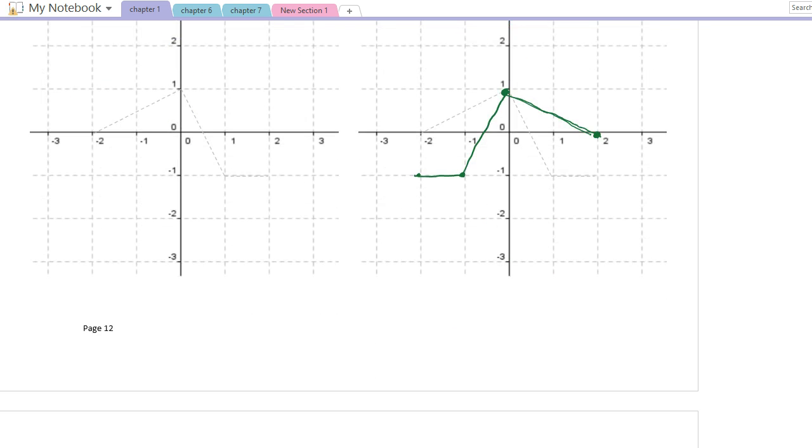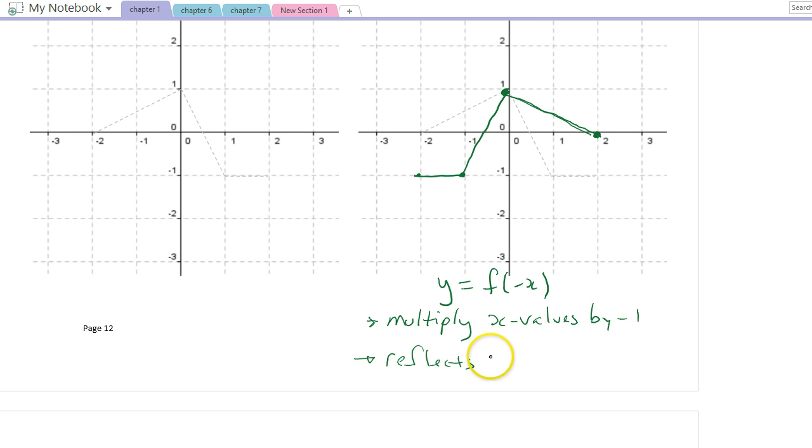Okay, so we'll do a little summary here. First of all, this was y is equal to f of -x. What we do in this case is multiply the x values by -1, and what this does is it reflects over the y-axis.